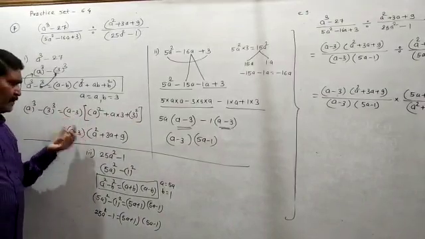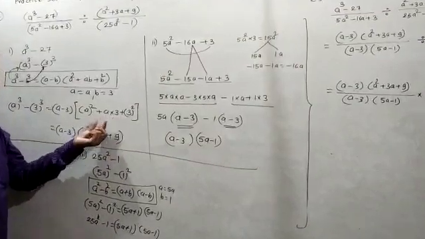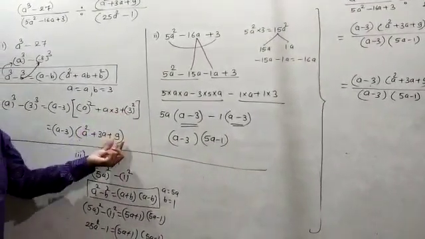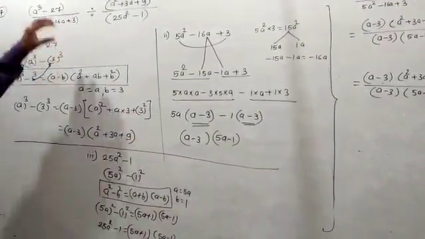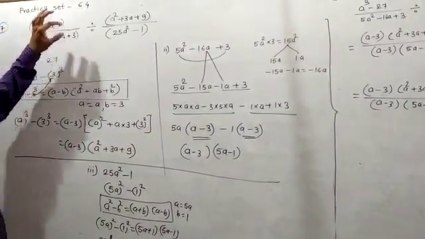A minus 3 as it is you have to write. Then a square plus 3a plus 9: 3 multiplied by a is equal to 3a, and 3 threes are 9.